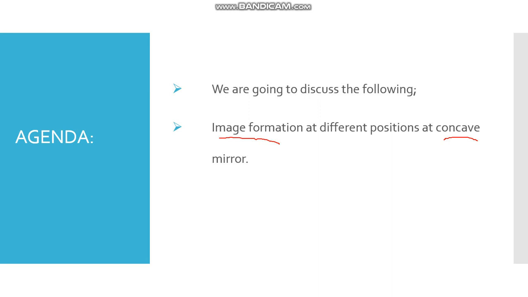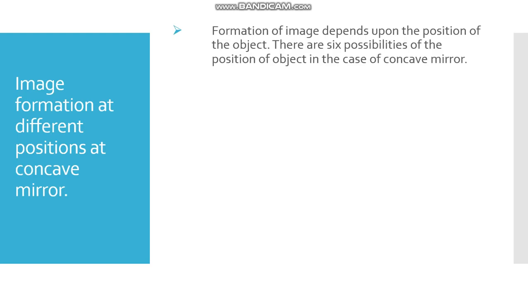So it means that at different positions of the object, the image is formed differently. How? Let's talk about this. Formation of image depends upon the position of the object. Where we are placing the object, it depends. The image depends on the object. So there are 6 possibilities. It means that in this lecture video we will be talking about 6 different positions. In the case of concave mirror, we will put the object at 6 different positions and we will see how its image is formed. Either it is smaller in size, equal in size, or enlarged in size.